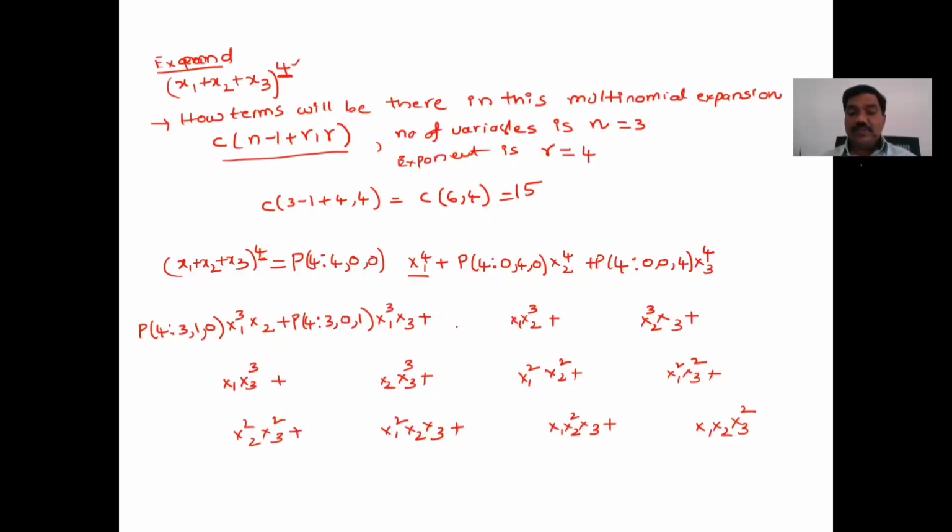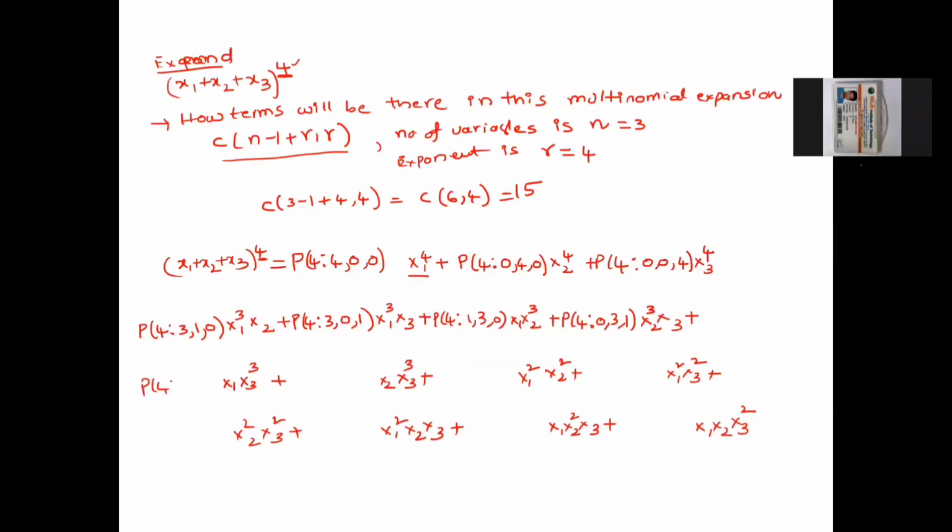What is the value of this? What is the coefficient of this? Can anyone tell me? P of 4 colon 1 comma 3 comma 0. Yeah, 1 comma 3 comma 0. Can you quickly tell me what is the coefficient of this? Rahul? P of 4 colon 0 comma 3 comma 1. Yeah, that's all. Maybe values of these are all the same, but still let us write down the expression. Okay. So what is the coefficient of this? P of 4 colon 1 comma 0 comma 3.